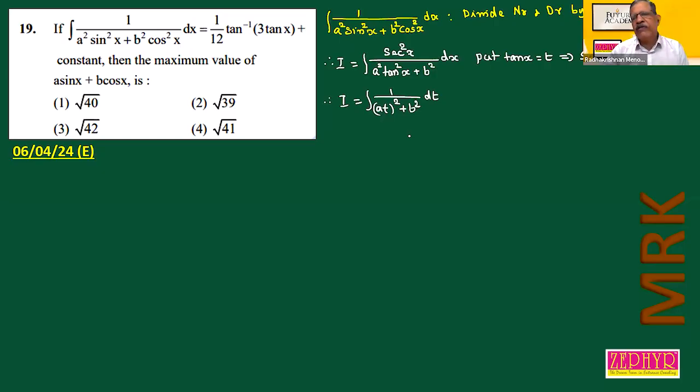Okay. Which formula we have to use? Integral 1 by x squared plus a squared is 1 by a tan inverse x by a. That is the formula.